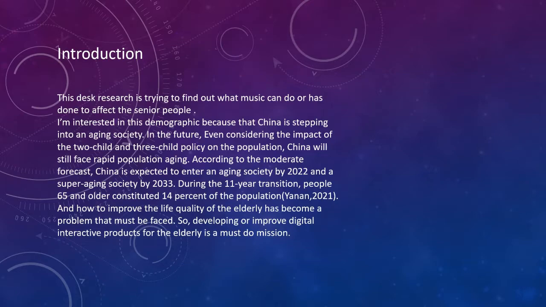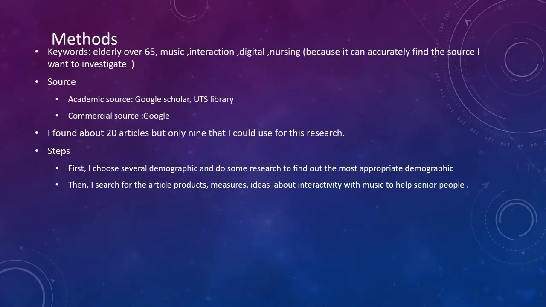So developing or improving digital interactive products for the elderly is a must-do mission. As for measures, I picked keywords about elderly over 65, music interactions, digital nursing, because they can accurately find the sources that I want to investigate. The academic sources are mainly from Google Scholar and the UTS Library, and for commercial sources I searched on Google. I found about 20 articles, but only 9 that I picked to use for this research.